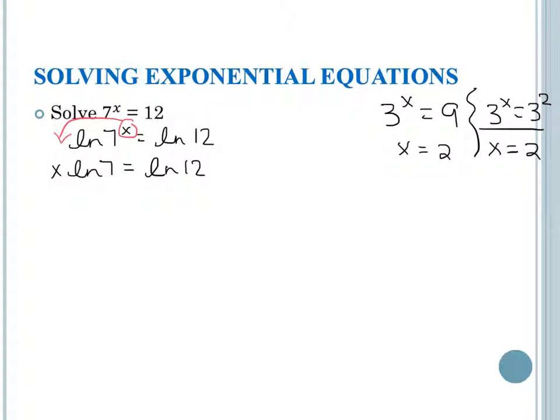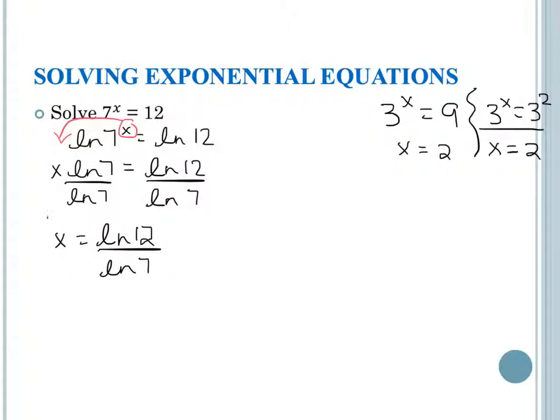and then if x is multiplying, I just need to divide. Oops, but it helps if you divide by the right number. So the exact answer is that x equals the ln of 12 divided by the ln of 7.